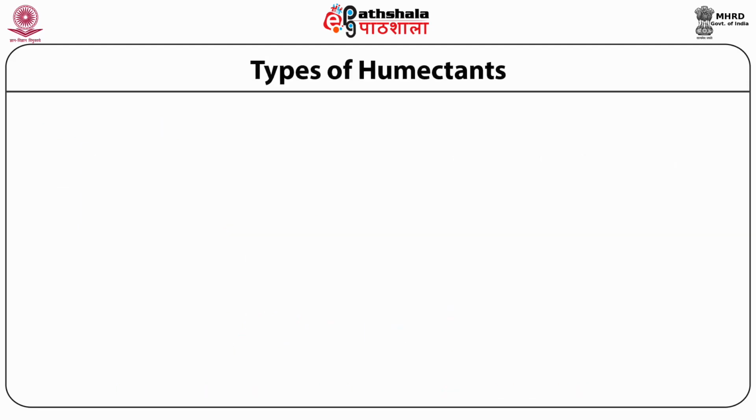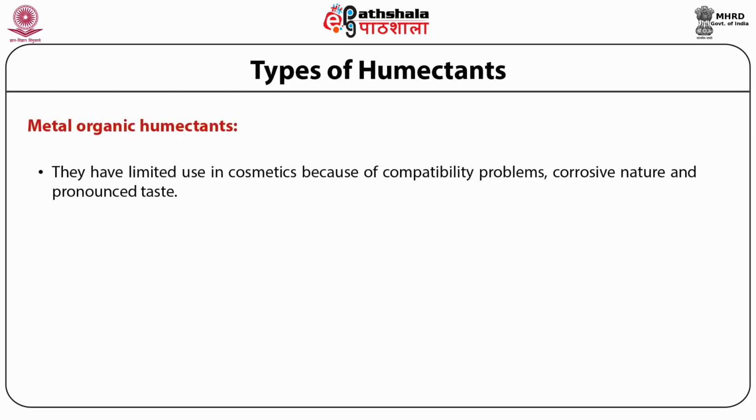The second type of humectants are metal organic humectants. These humectants have limited use in cosmetics because of their compatibility problems, their corrosive nature, and a pronounced taste. The example of metal organic humectants includes sodium lactate, which can be used in skin creams.